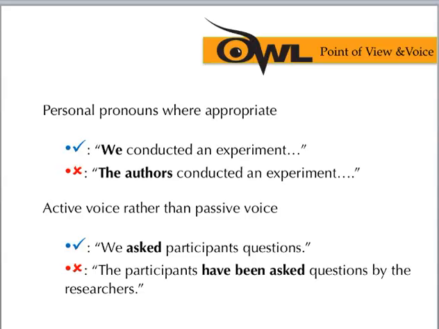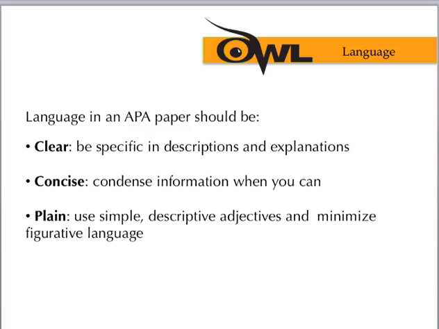One thing that is important to know is that APA doesn't only cover referencing, it also has a format of writing, so point of view and voice, and how to reference different things within your writing when using APA formatting. These are just some basics: personal pronouns and voices, for example using "we" instead of "the authors," and using an active voice, as in "we asked" rather than "we have been asked." Little tricks that are important for you to be aware of.